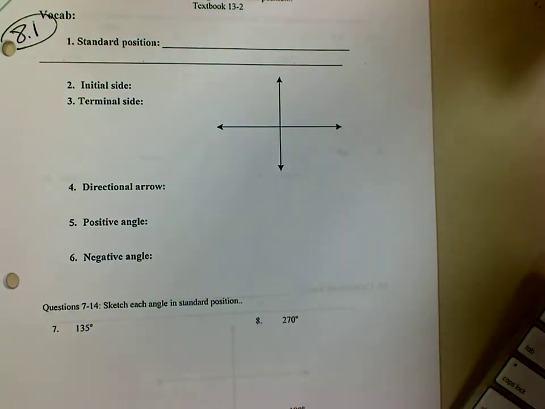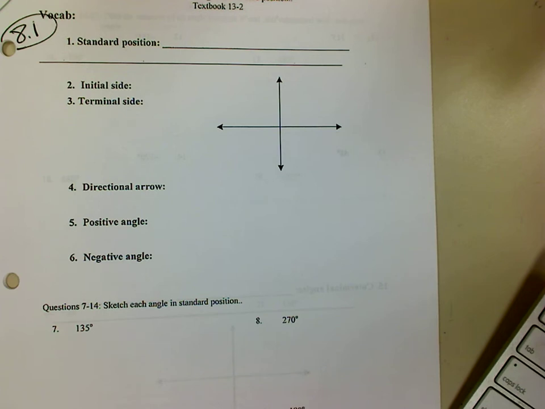All right, we're going to start chapter 8 today. This is lesson 8.1, and the whole chapter has to do with trigonometry, which is like sine and cosine and angles and fun stuff like that. The first lesson on 8.1, we're talking about angles specifically.